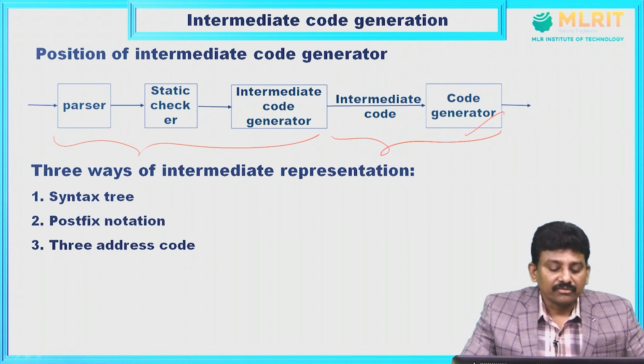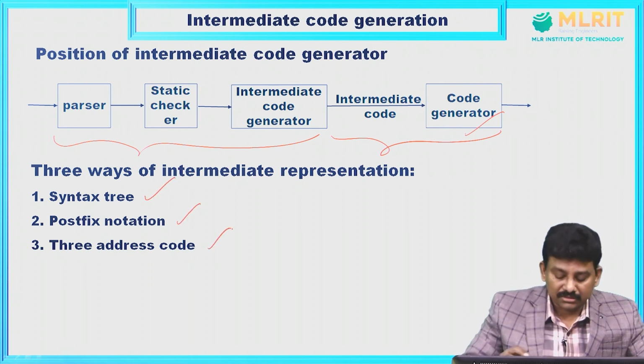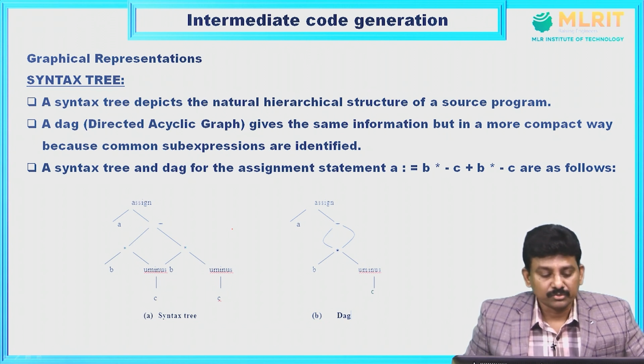There are three ways of intermediate representation: syntax tree, postfix notation, and three address code. First, the syntax tree. A syntax tree is a graphical representation of the source language. That means a syntax tree depicts the natural hierarchical structure of a source program, and a DAG, directed acyclic graph, gives the same information as a syntax tree but in a more compact way, because common sub-expressions are identified and reused.